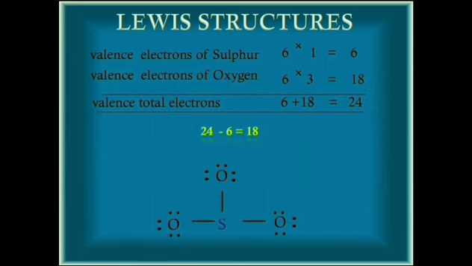Here, as you can see, all the oxygen atoms satisfy the octet rule, but the sulfur does not. It doesn't have 8 valence electrons and has only 6. So we need 2 more electrons. For this, let us turn one of the lone pairs of the oxygen atom into a double bond. Now you can see that all the elements satisfy the octet rule. This is the Lewis dot structure for sulfur trioxide.